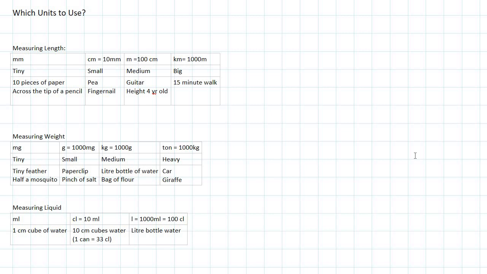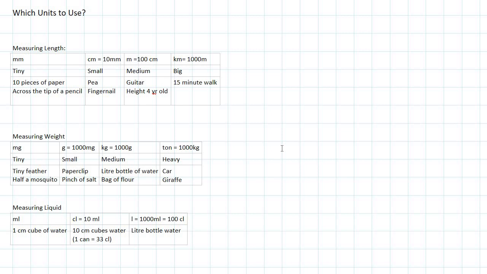Now, a kilometer is bigger, okay? If you walked for 15 minutes at an average pace, that's about a kilometer, okay? It's 1,000 meters, okay? So a kilometer is 1,000 meters, okay? It is 100,000 centimeters, and it's 1,000,000 millimeters, okay?